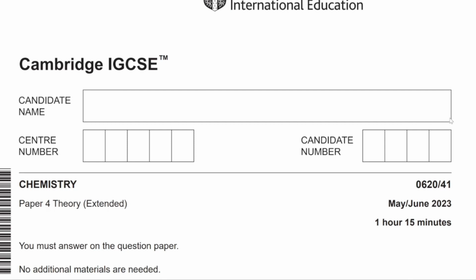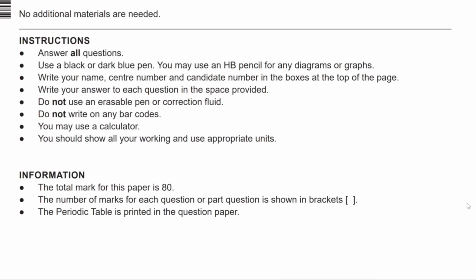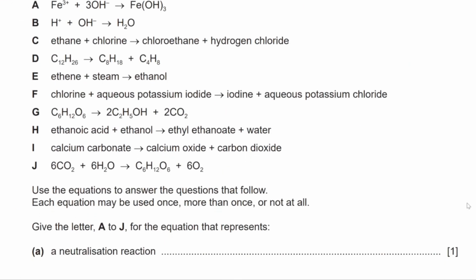Hello everybody, today we're going to be doing Cambridge IGCSE Chemistry Paper 4-1 May-June 2023. Let's proceed to question number 1.